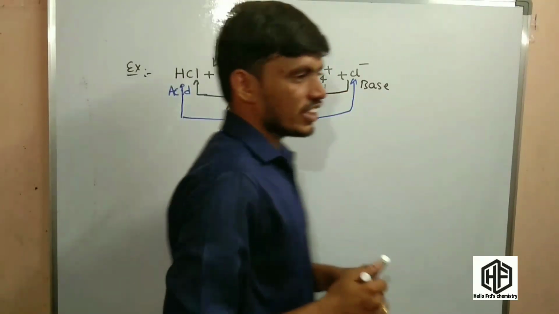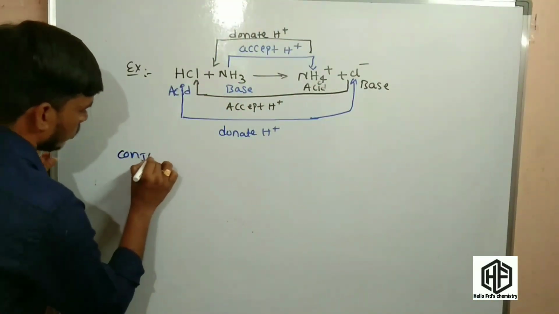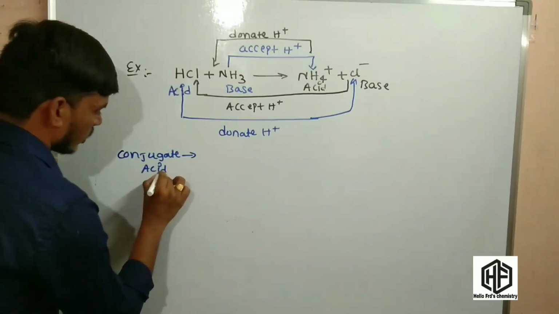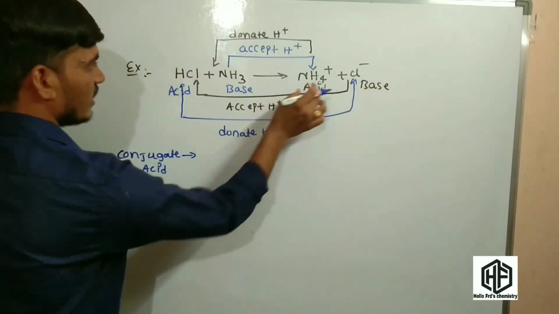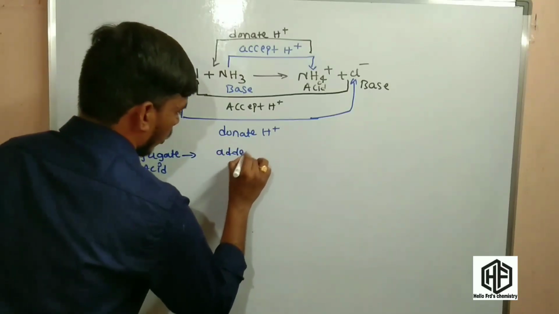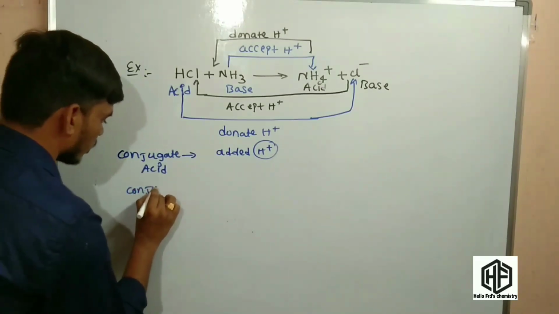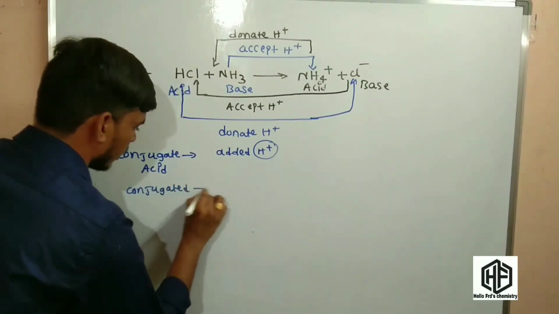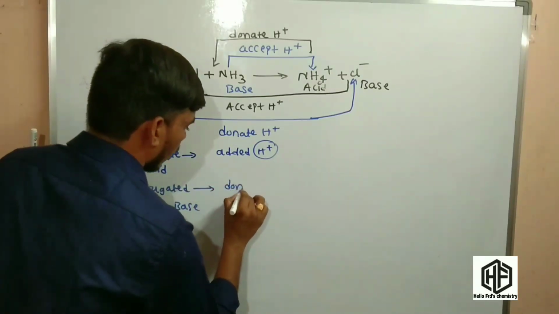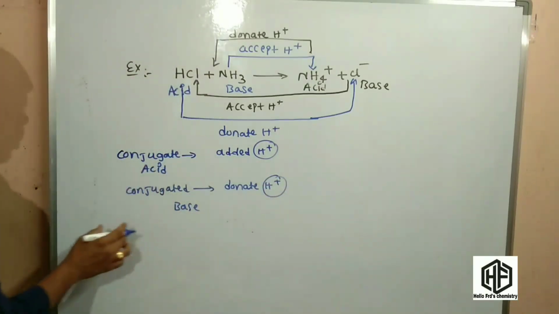Now what is the conjugate acid and what is the conjugate base? Friends, the conjugate acid is the one that accepts or adds H plus. But what is the conjugate base? The conjugate base is the one that donates H plus.